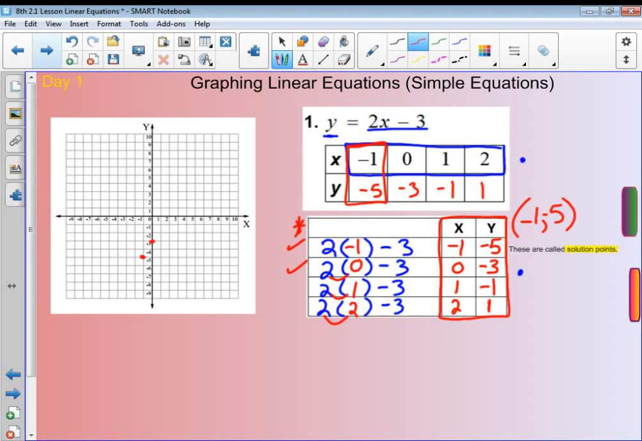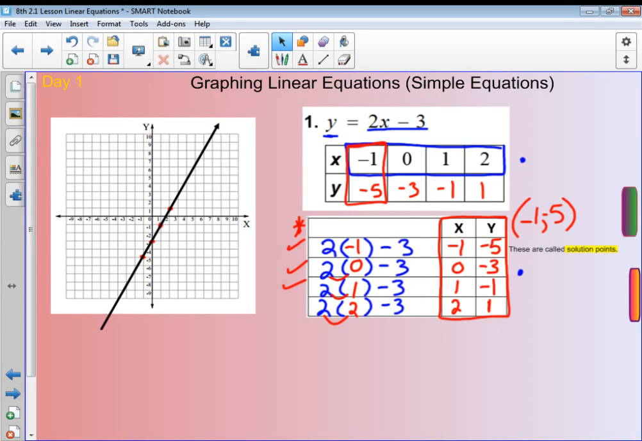1, negative 1, so over to 1, down to negative 1, put my dot. And then 2, comma 1, so over to 2, up to 1, put my dot. Now you'll notice that all of these fell in a line. So now I'm going to take my line and draw through these. Now it is very important that your line extends all the way through your graph. So bear with me here. I have to adjust my line a little bit.